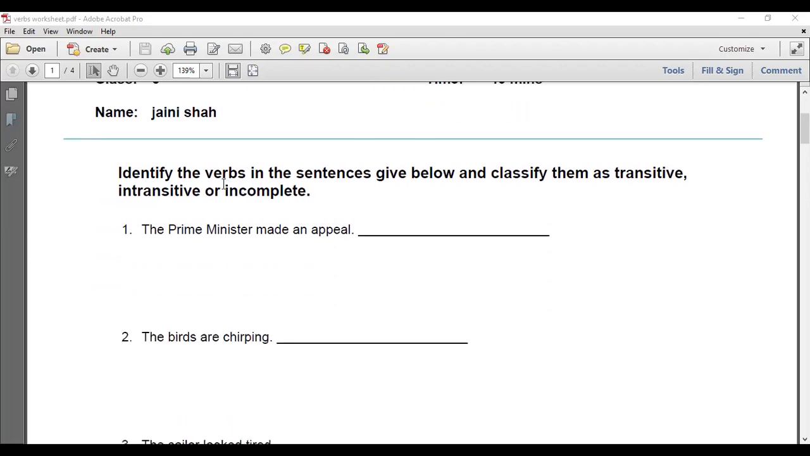Now, identify the verbs in the sentence given below and classify them as transitive, intransitive, or incomplete. Students, I only want you to write the answer down with one transitive or one intransitive. Okay, but you will also write the verb. So something like made transitive or made intransitive, whatever is your answer.